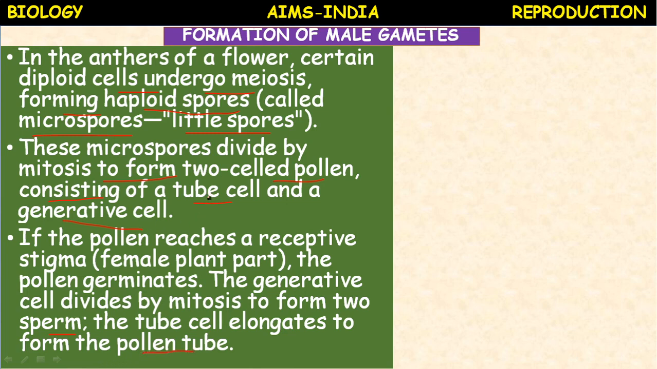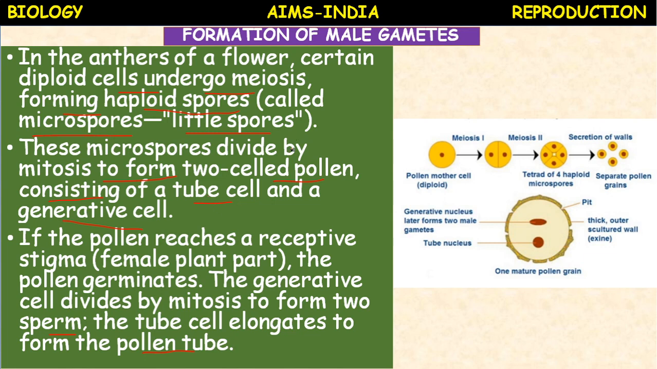This tube cell is very large in size, so it germinates to produce a pollen tube, whereas the generative cell, consisting of the male nucleus, divides by mitosis and produces two male nuclei or sperms.